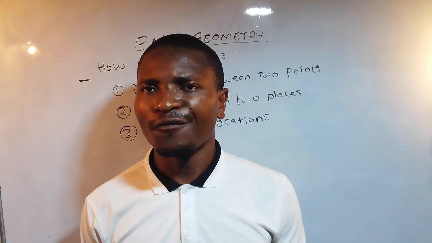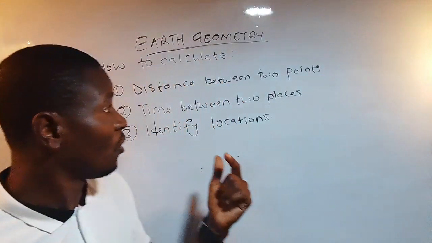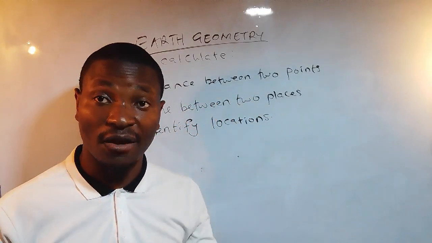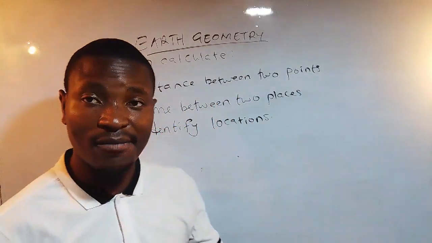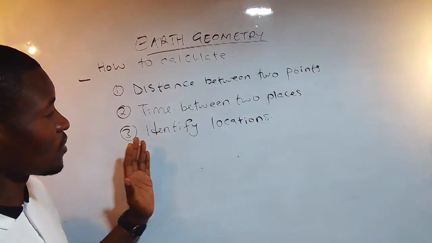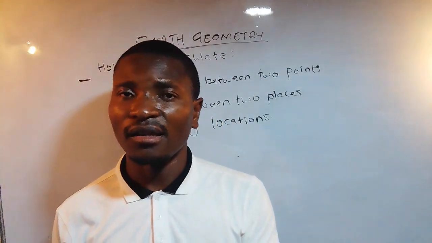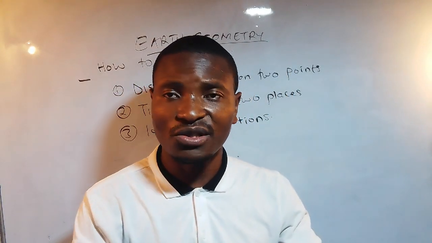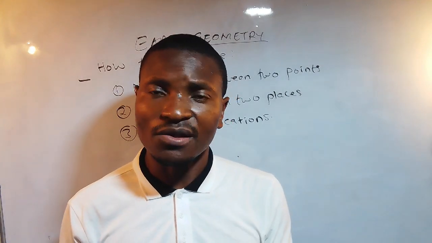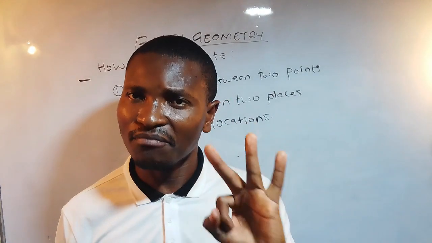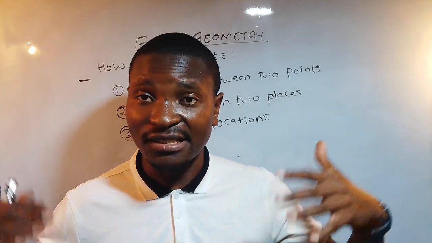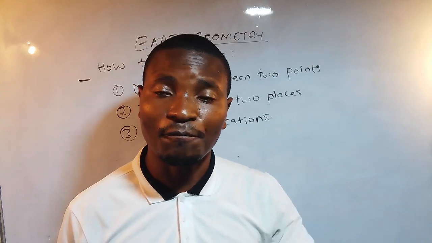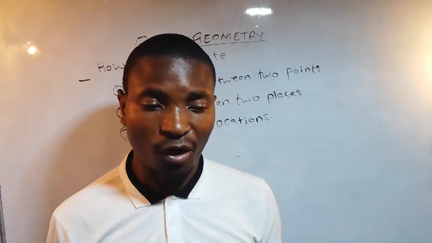For example, the distance between two points on the surface of the earth, then also the time between two places, and also how to identify the location in terms of coordinates of the points, either the latitudes or the longitudes. So make sure that we understand those three main points. Whatever falls into those three points is also very cardinal, and I'll explain it in the second part of this video.